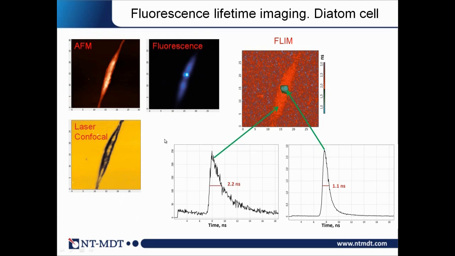This is co-localized AFM laser confocal fluorescence and fluorescence lifetime imaging of a diatom cell. The cell was locally modified by high laser pulse, and in this point of the modification we can see a different fluorescence and different lifetime imaging.